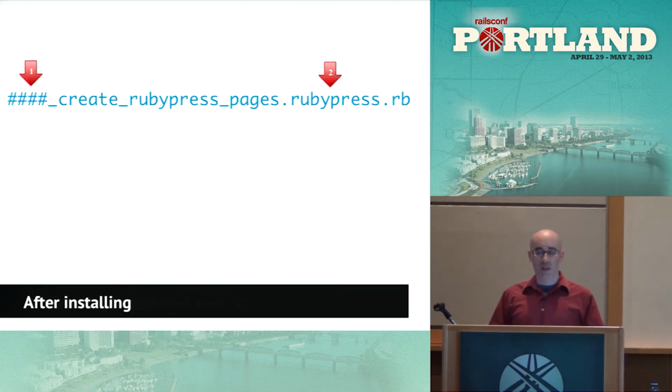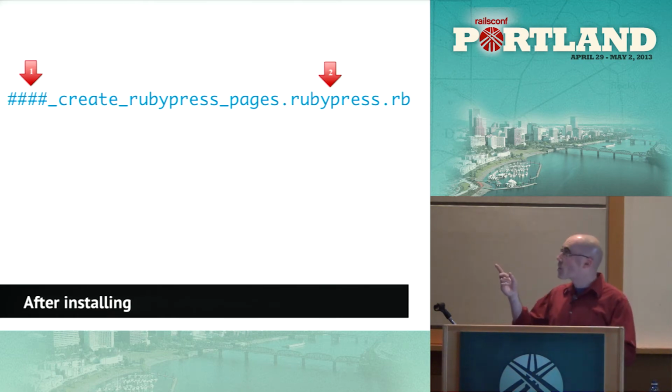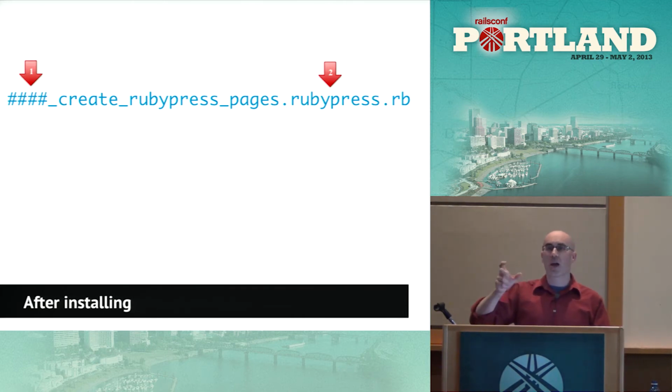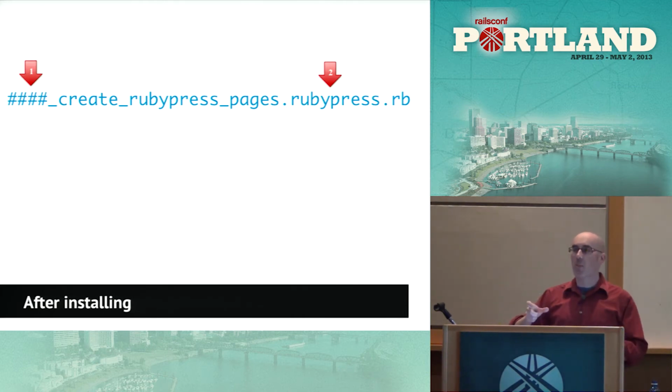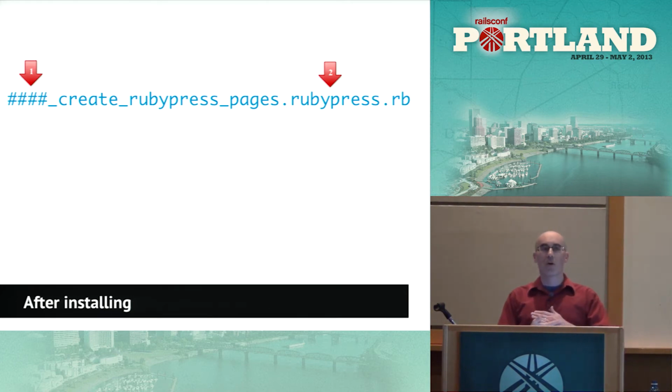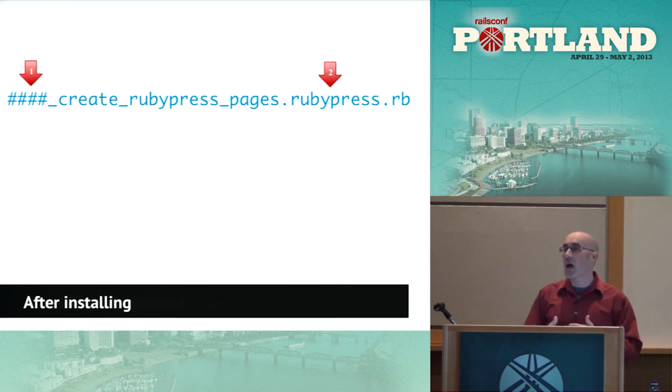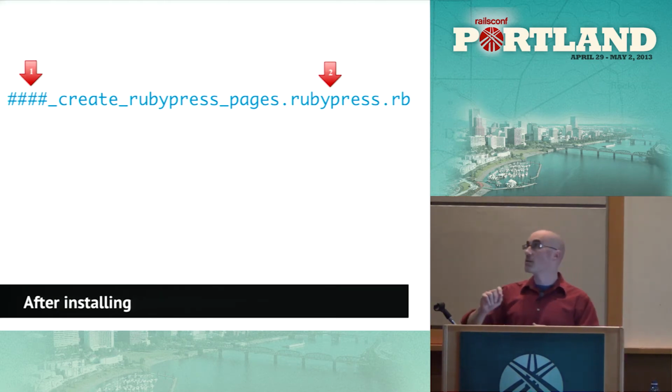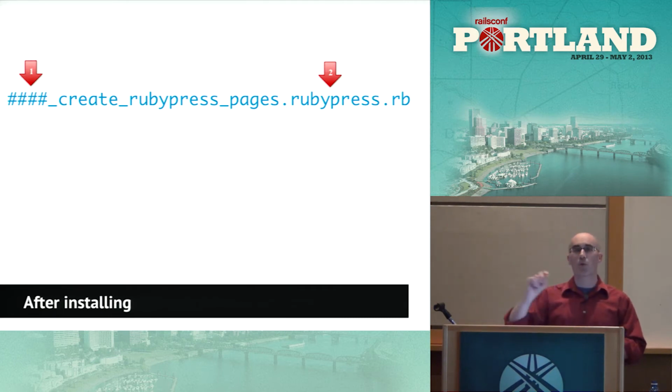So after you run the previous command, this is the name of the migration file that you're going to get. And on the right, where I've got the pounds, that timestamp is actually going to be set to right now when you add it to your application. And that preserves the order of your migrations and how the database was changed. The other thing that happens is it suffixes the name of the engine on the file. So it's create RubyPress pages.rubypress.